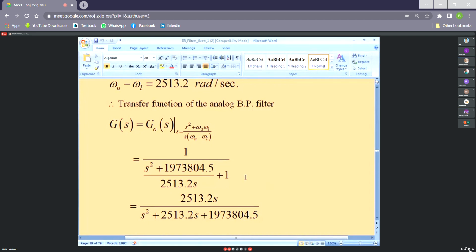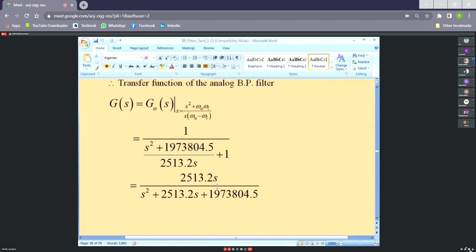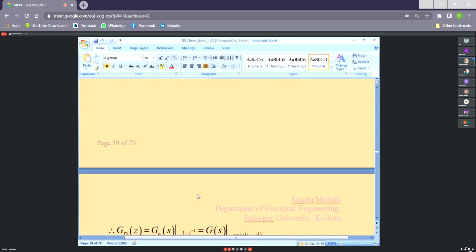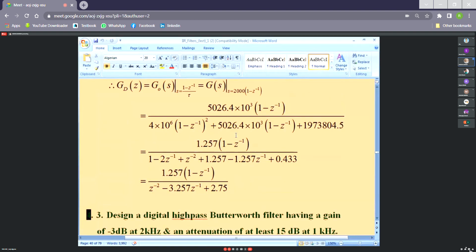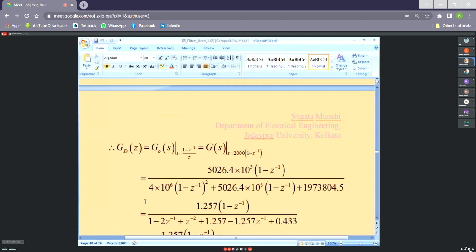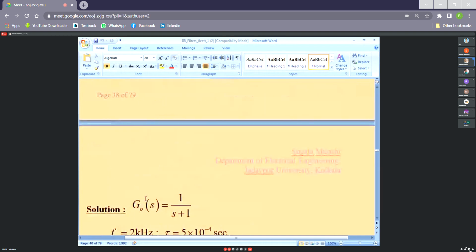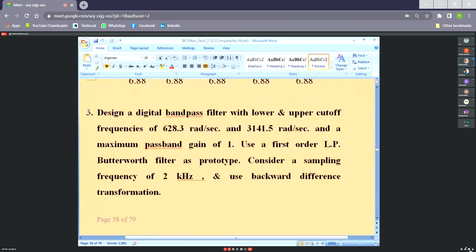Okay. So G(s) is obtained by, this is the expression for G(s). Now just replace s with this expression, 1 minus z to the power minus 1 by tau, that means 2000 times 1 minus z to the power minus 1. You will get GD(z). You can further simplify it and then just cross multiply, take the inverse Z transform to get a relation between y(n) and x(n). All right. So write down this one. This will be 2.